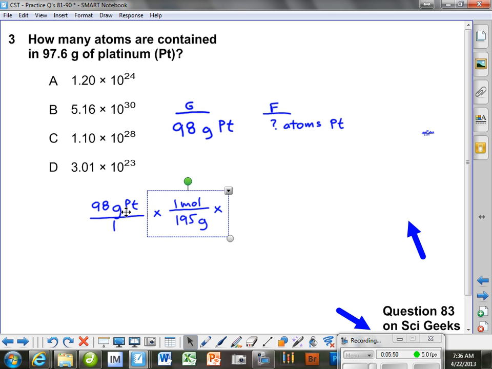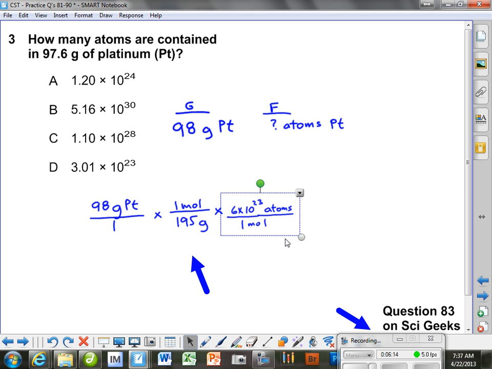So we've got 1 gram, 98 grams of platinum, and there's 1 mole of platinum for every 195 grams, which is the number we get off the periodic chart. Now that we have that, our next step is to get into atoms. And for atoms, we use the Avogadro number.